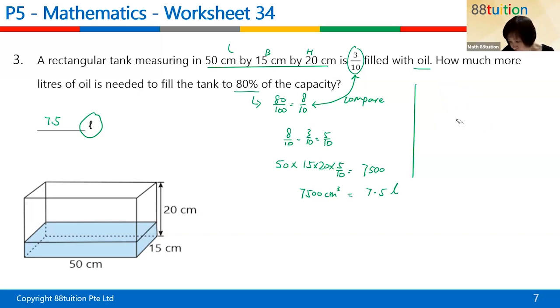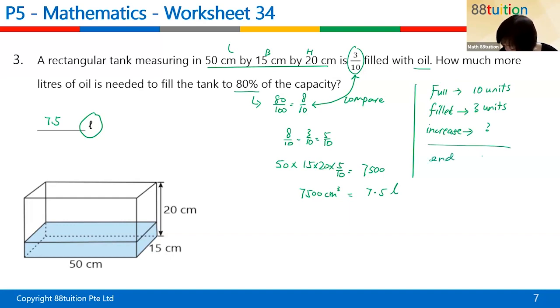For this one, I can help some of you to understand, okay? So at full tank, in full tank, you will have 10 units. And it is filled 3 units. You must increase, probably by a question mark, and you end up with 8 units, okay? So for this, 8 minus 3 equals 5. All right, that you can do in this way.